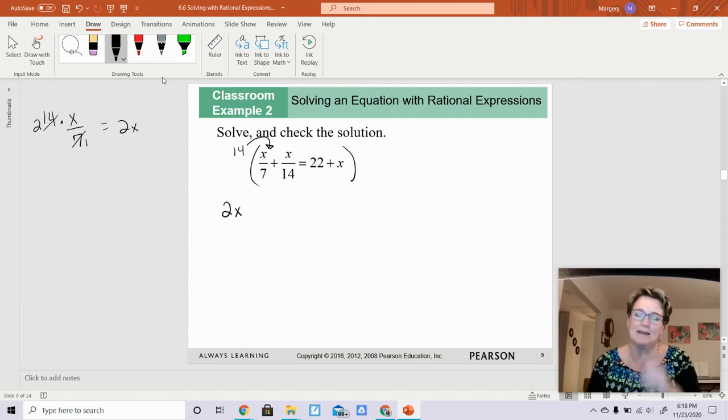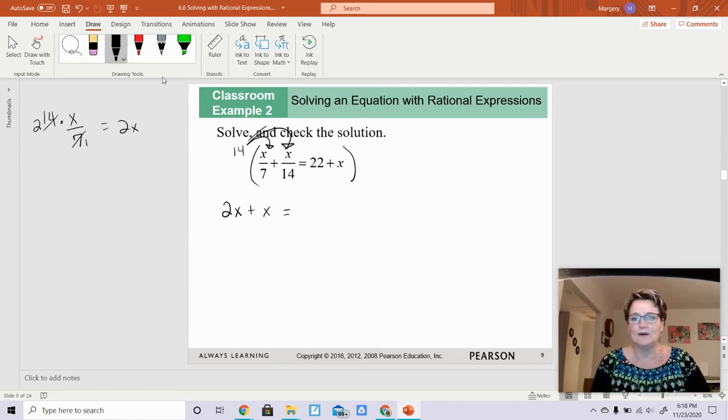Let me do this one more time in our heads. 14 divided by 7 is 2. 2 times x is 2x. Now I'm going to take that 14 and multiply it by the next one. 14 divided by 14 is 1. 1 times x is 1x.